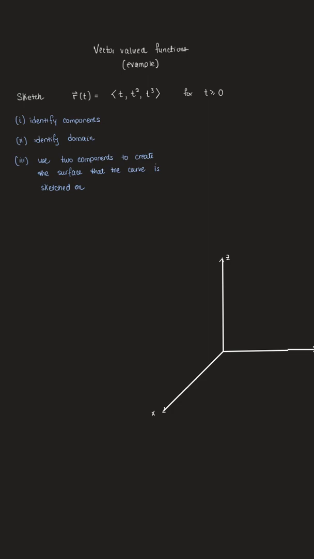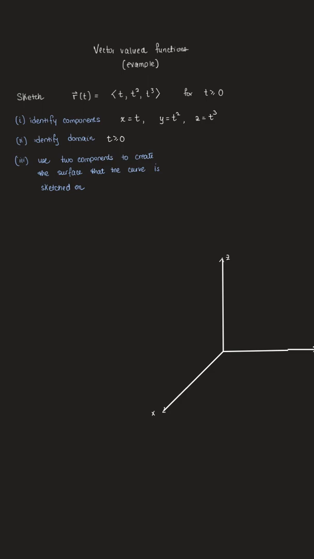So for this example, we have a given function, r of t, which has three components: t, t squared, and t cubed. The first thing to do with any vector function is to identify the components and label them. So here I'm going to label that x is t, y is t squared, and z is t cubed. These are our three component functions. Secondly, identify the domain. This can be really helpful for us. This is given to us, so that's great.